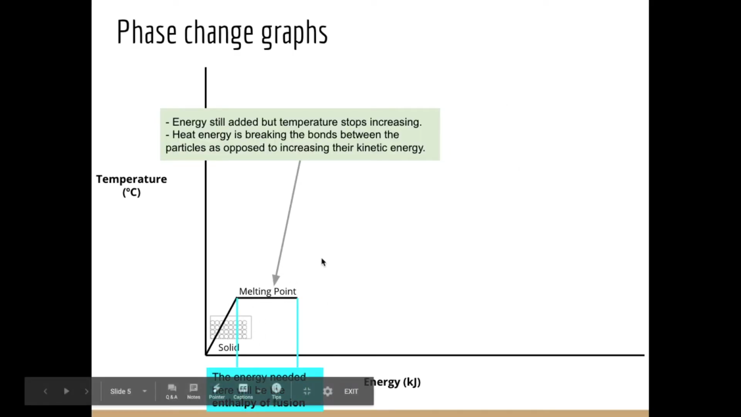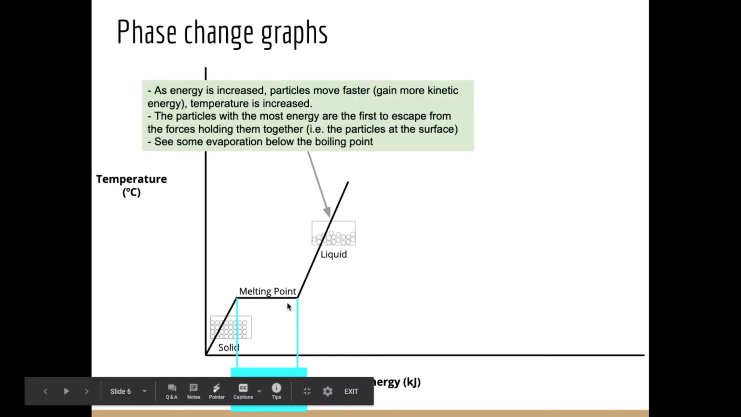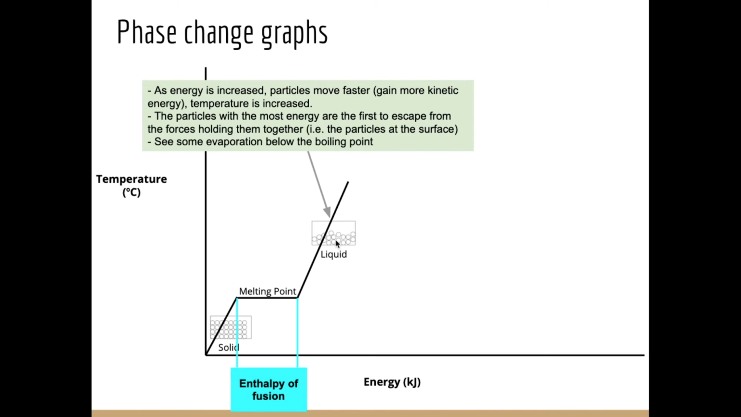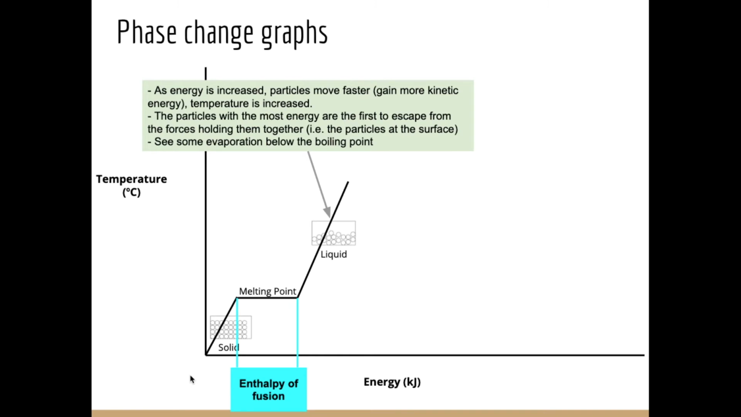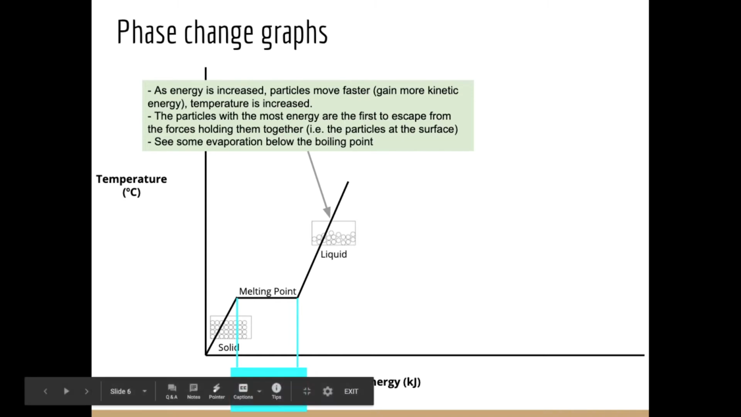Once we've melted, we are now in the liquid form, where the particles are still bound to one another, however, they're free to move and flow over one another. This says, as the energy is increased, particles move faster, gain more kinetic energy, the temperature is increased. So this sort of mirrors what we saw in this section when it was in the solid form. The particles with the most energy are the first to escape from the forces holding them together, i.e. the particles at the surface. So some evaporation will occur beneath the boiling point.